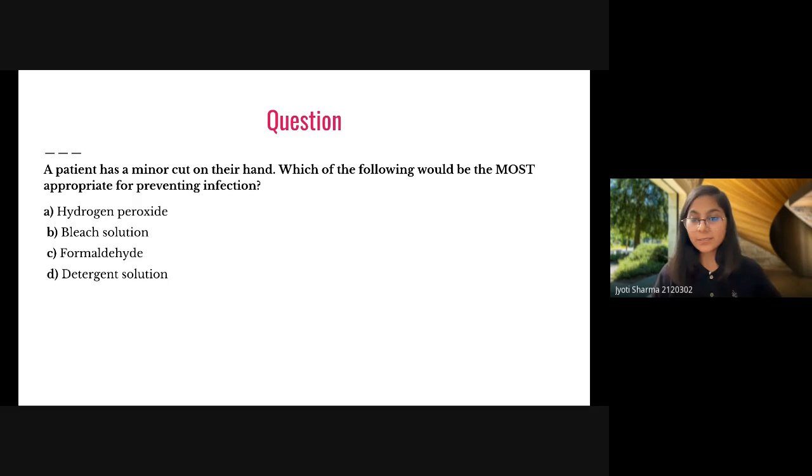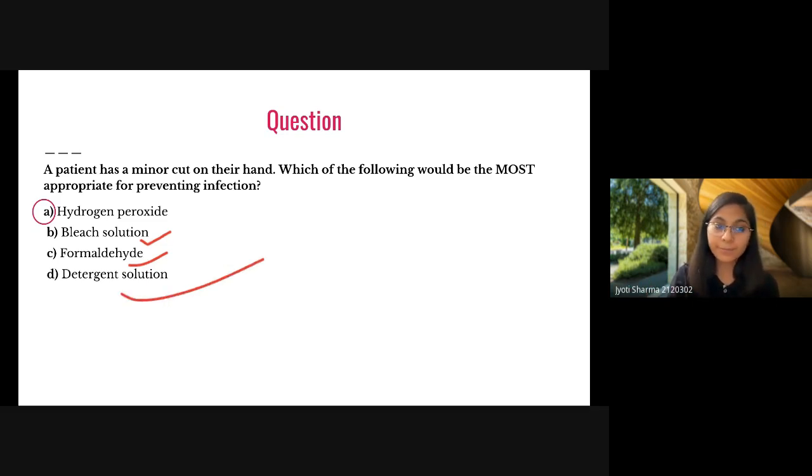Sonia gave me A answer, that hydrogen peroxide. Yes, I also agree with the A answer, that the answer will be hydrogen peroxide only. Bleach solution will not prevent the infection, and this will give you more injury on your minor cut. Formaldehyde is used as a sanitizer, but this is again not the most appropriate, and detergent solution is again not the possible preventing solution that we need. So A is the right answer.